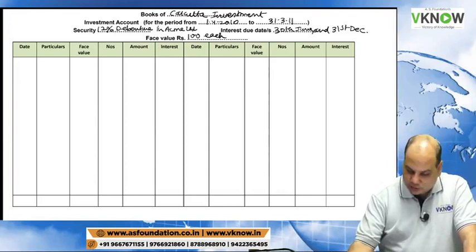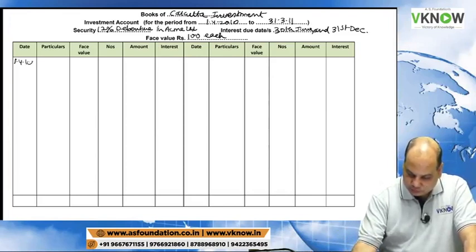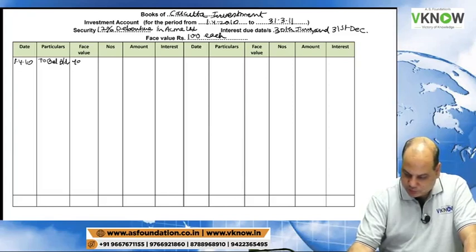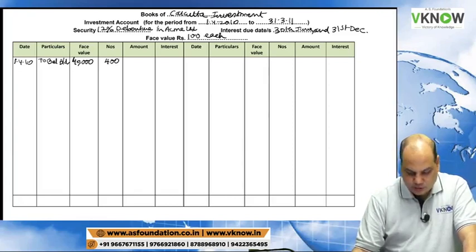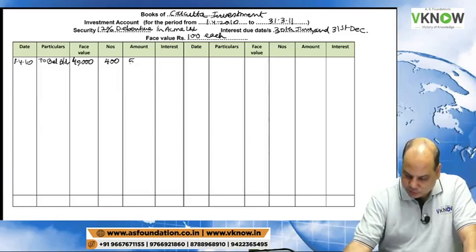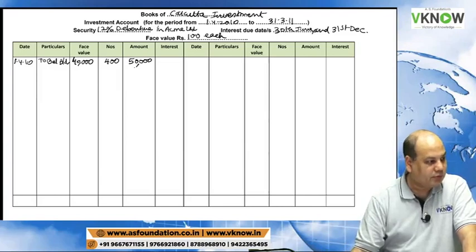Start with opening date, 1st April 2010, to balance brought down, 40,000 rupees face value, 400 into 100. 400 is the number of debentures and the question has given you cost is 50,000. This is given in the problem.